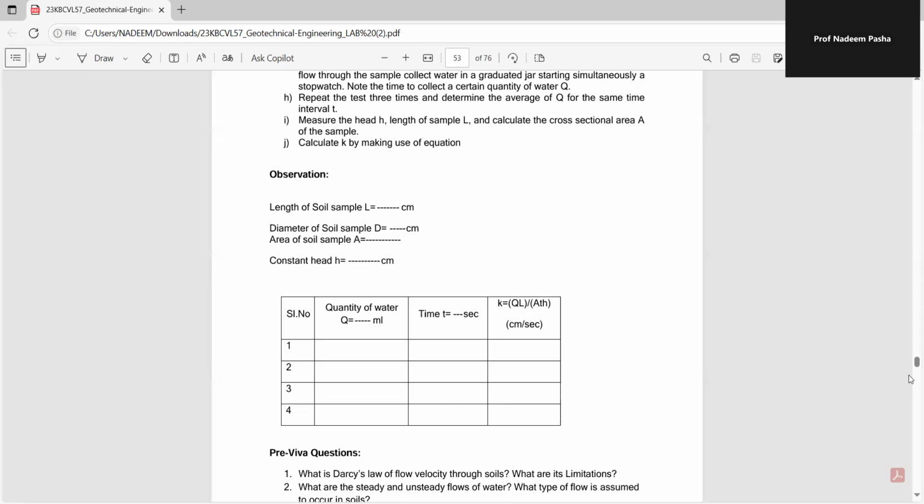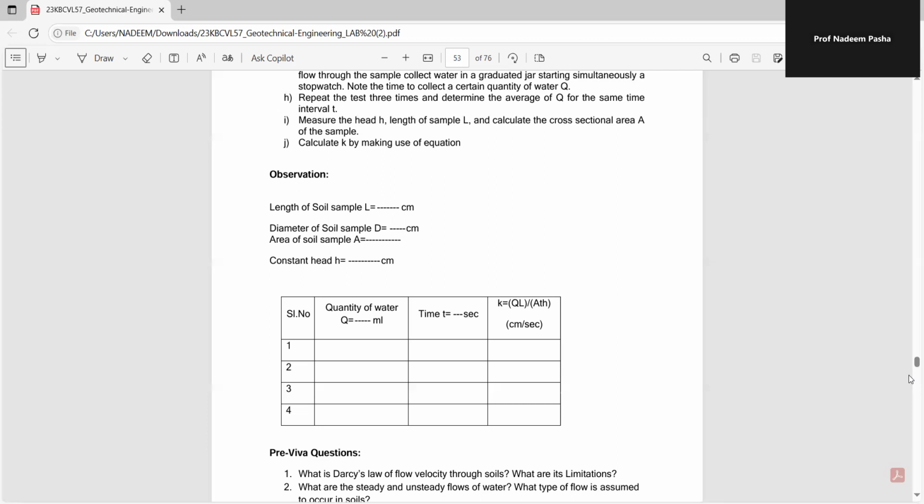So the length of the soil sample L is equal to dash centimeter. Diameter of soil sample D is equal to dash centimeter. Area of sample A is equal to dash centimeter square. Constant head H is equal to dash centimeter. Now quantity of water Q is in ml, time t in seconds. So your K is equal to QL divided by AHt centimeter per second.